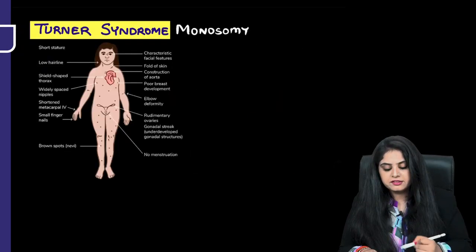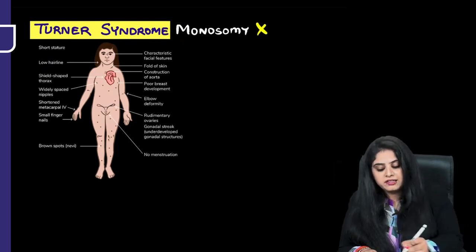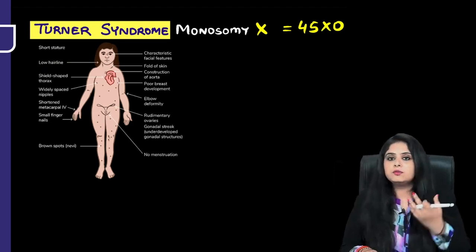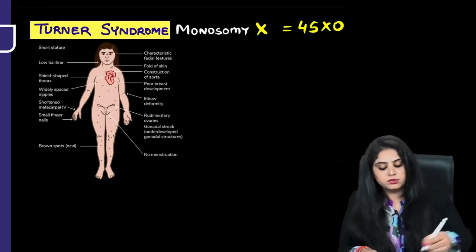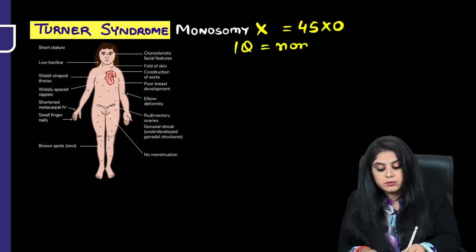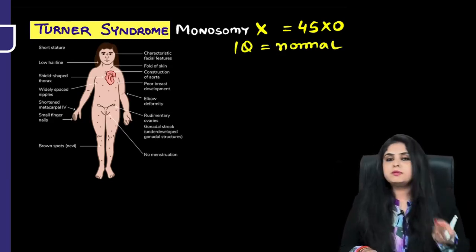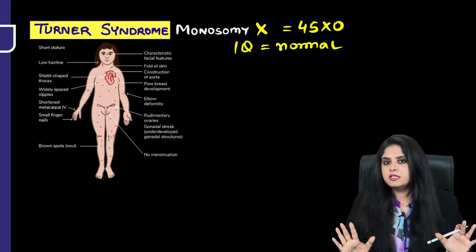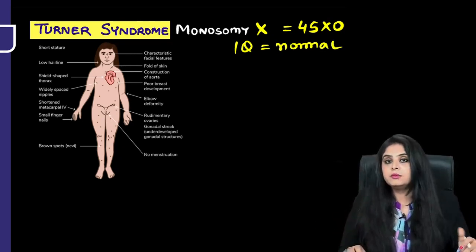Now if I ask you, let's go into something missing. Something missing means monosomy. What is monosomy X? Monosomy X means one X is missing. Instead of two X chromosomes, there is a female which has one X chromosome. So out of this, it is the only one where the IQ is going to be normal, because from Down's to Patau to Edward to everywhere there was mental retardation. Here the IQ is going to be normal.